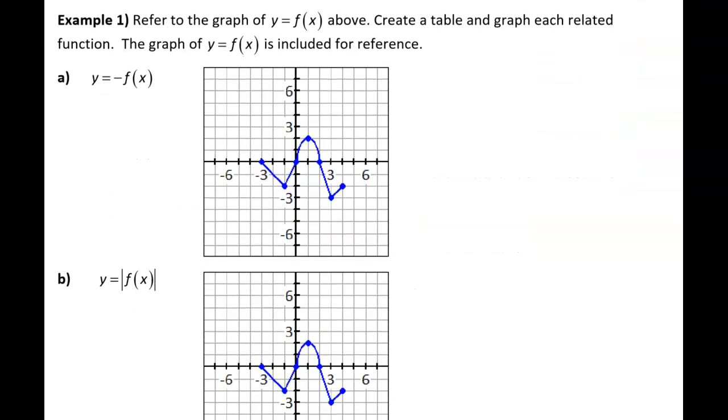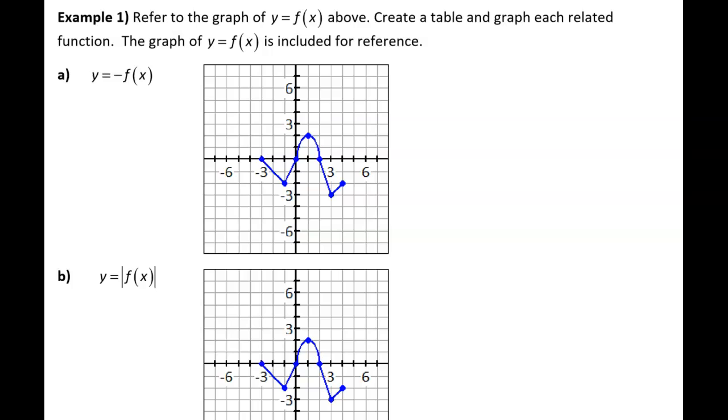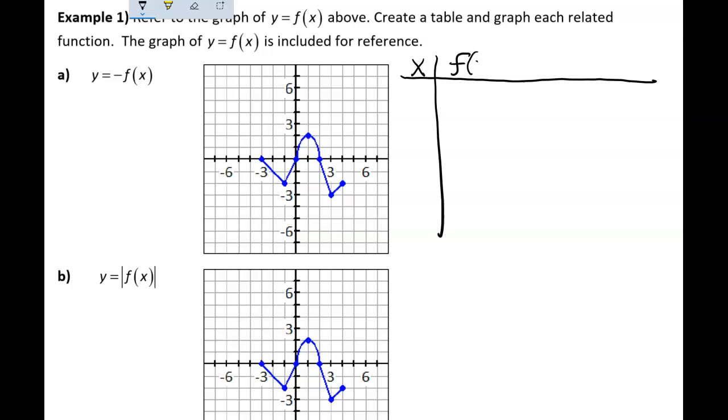All right, so let's get down to transformations. This is a graph of y equals f of x, the same graph that's above. And so it's included for your reference. And we are going to create a table and graph each related function. So if we're thinking about what happens when we plug in an x value, the first thing you have to do for this particular equation, y equals -f of x, is you have to take f of x, and then you have to take the opposite of it or multiply it by -1. Well, we know all those values for x and f of x. We just listed them in the table above.